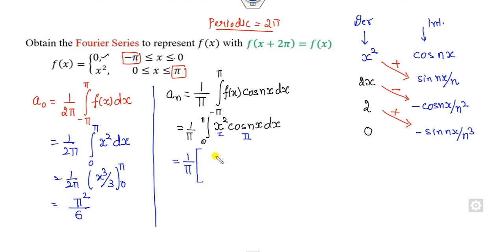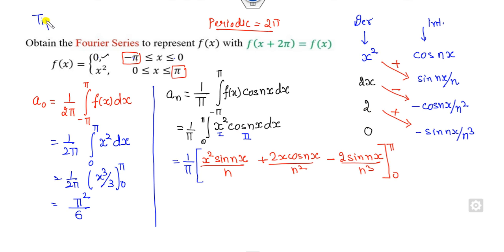In your examination you can also write it directly. This is x square sine nx divided by n, minus minus plus 2x cos nx over n square, and plus minus is minus 2 sine nx over n cube, from the limit 0 to pi. You can also write this directly in the examination. Now always remember sine n pi is 0 and cos n pi is minus 1 raised to power n.